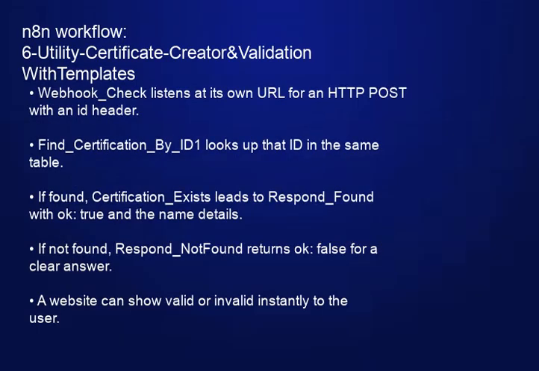Webhook Check listens at its own URL for an HTTP post with an ID header. Find Certification by ID 1 looks up that ID in the same table. If found, certification exists leads to respond found with OK true and the name details. If not found, respond not found returns OK false for a clear answer. A website can show valid or invalid instantly to the user.